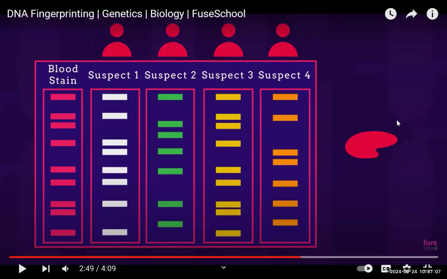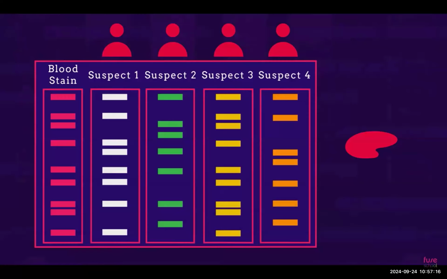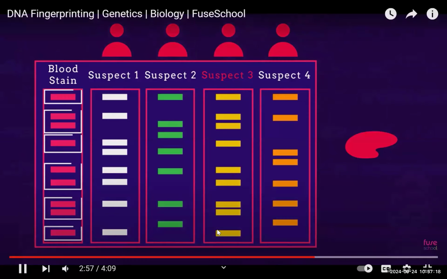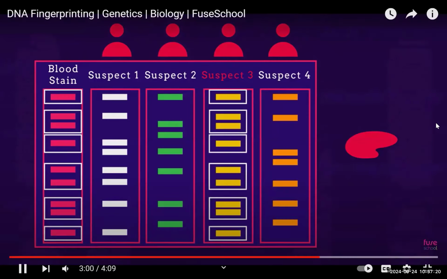So you can tell right away who was there based on the fragment profile. Pause the video while you decide. Suspect 3 is guilty. Can you see how the pattern of bands matches in suspect 3 and the crime scene? Their DNA is the same.